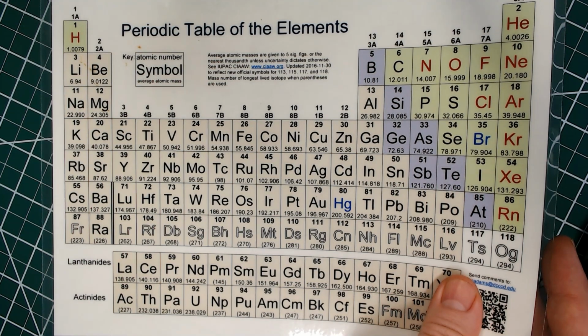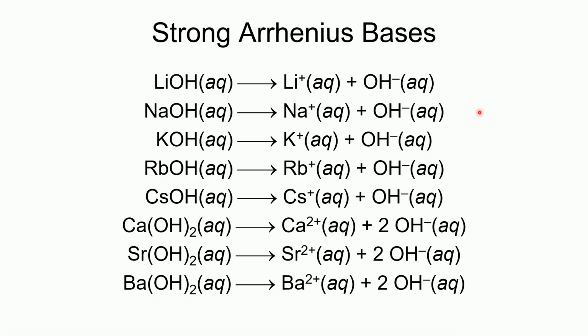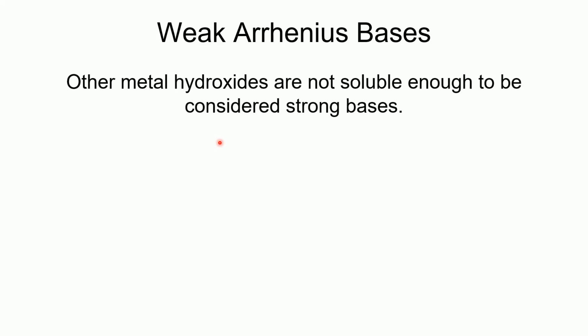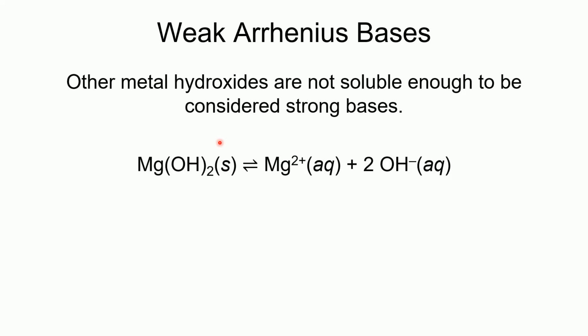So let's go back and look. As I mentioned, you want to have these memorized. So make sure you've got those memorized. There are weak Arrhenius bases. These are going to be those other metal hydroxides that I mentioned, and they are just not soluble enough to be considered strong bases. From group 2, magnesium hydroxide is a great example of this.